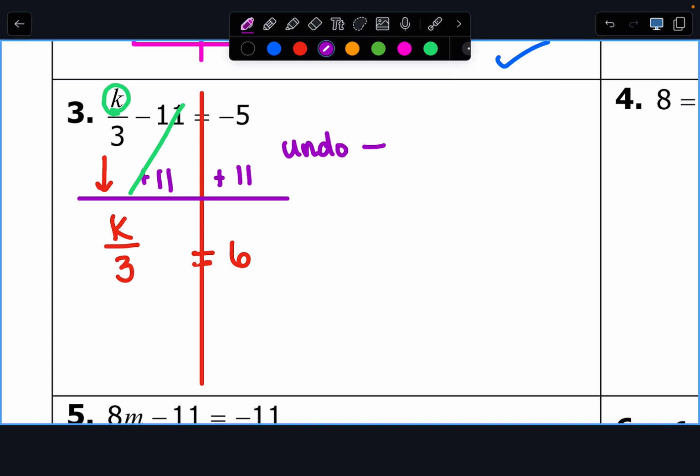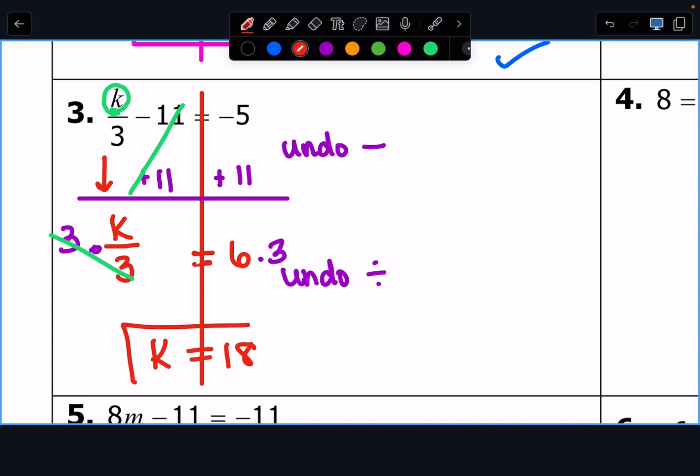Kelly, now what operation is in between K and 3? Okay, so we need to undo division. And in order to undo division, yes, we need to multiply both sides by 3. K equals 18. Correct.